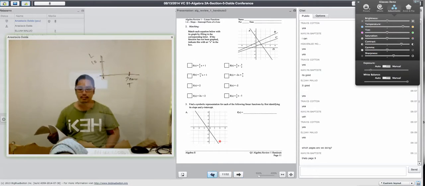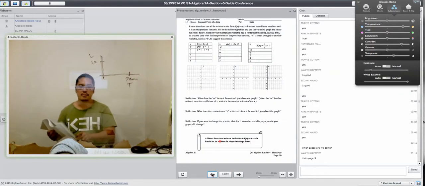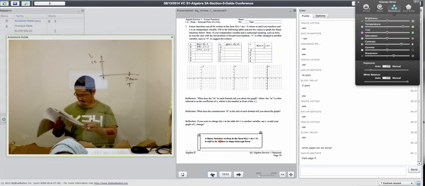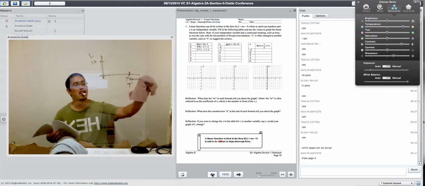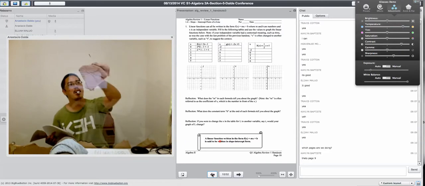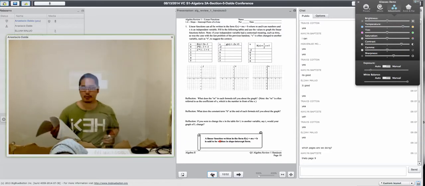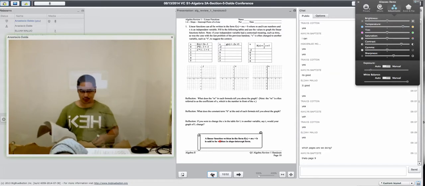Dudes, wait up. Hold on. Calm down. I'm looking at page 10. I'm looking at it now. All right, sorry. I kind of wanted to do that. I did that on purpose. I was wondering if you guys paid attention.